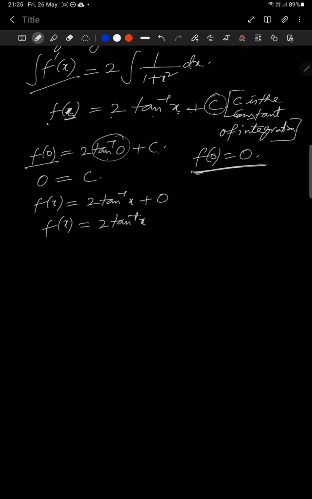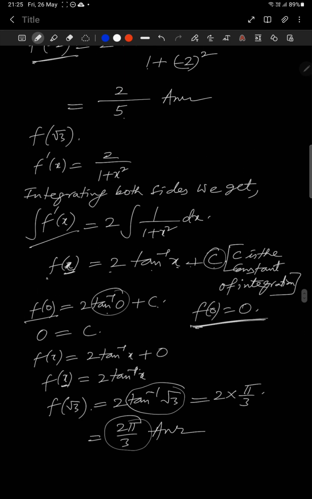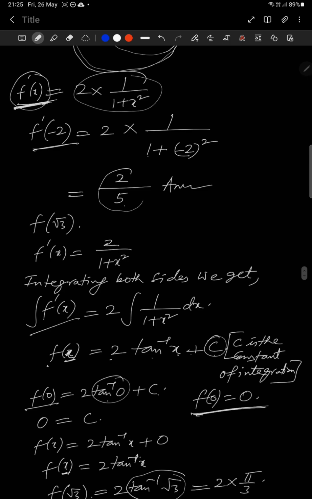Now the problem is very easy. In place of x we have to put root 3, because we have to find out f(root 3), and that is equal to 2 tan inverse of root 3, and tan inverse of root 3 is nothing but, I think, pi by 3. So 2 into pi by 3, and finally 2 pi by 3 is the answer. So one answer is this, and another answer we had, 2 by 5, this one.